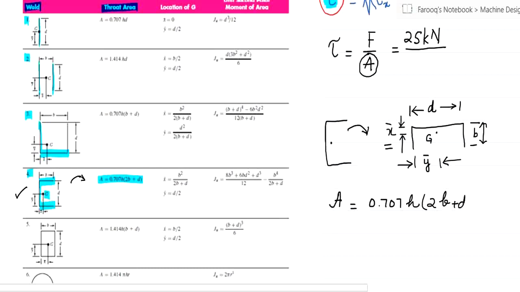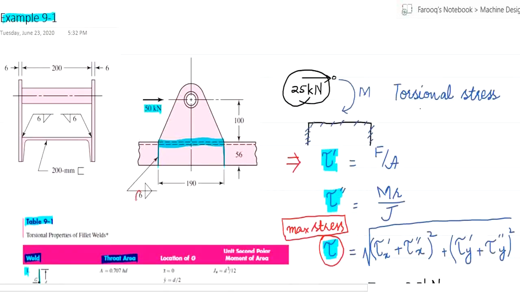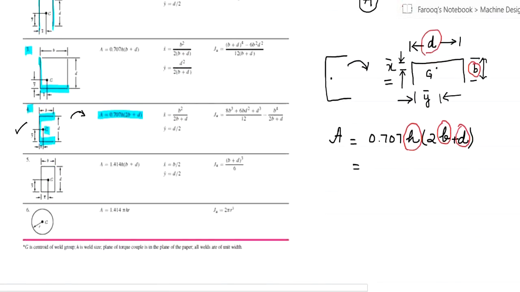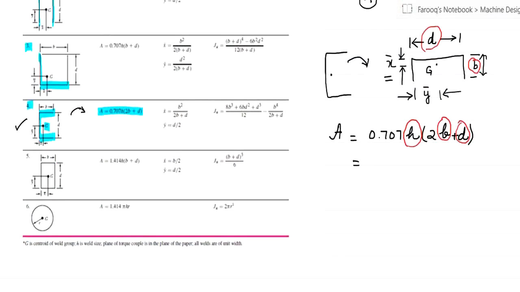(2B plus D), where B in our case is the height, D is the width of the weld, whereas H is the leg size of the weld. And we know from our problem that the leg size is 6, the height is 56, and the width is 190. We are going to plug these values in, and we are going to find the value for our throat area.